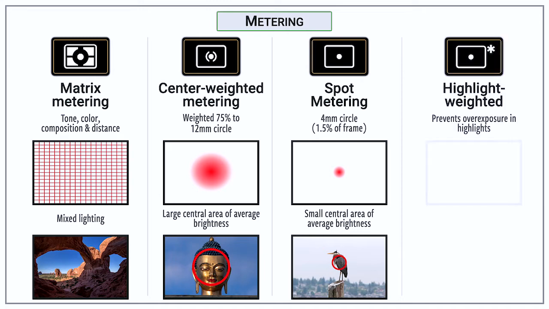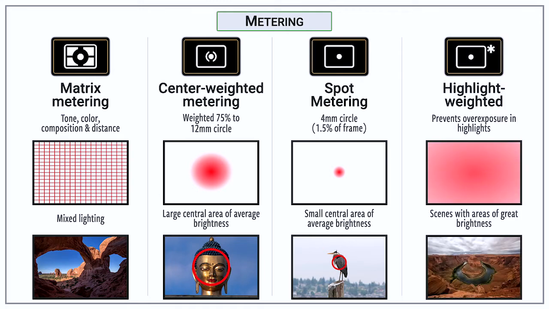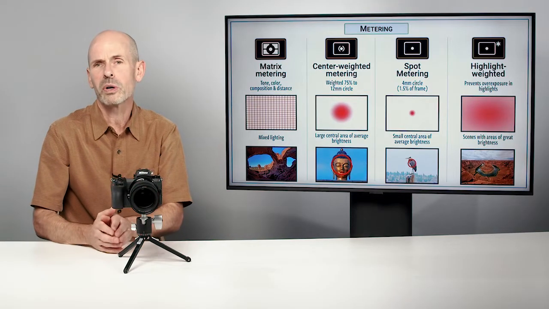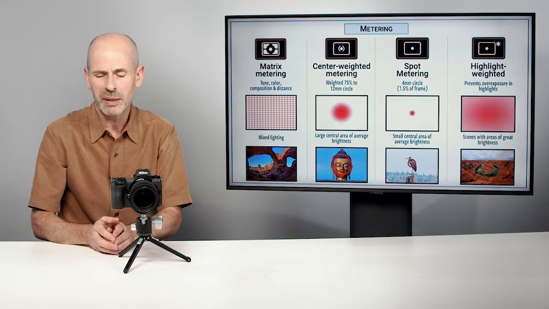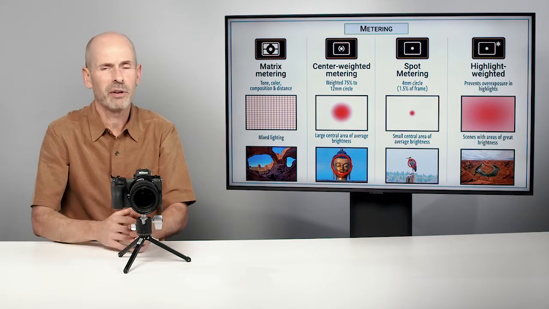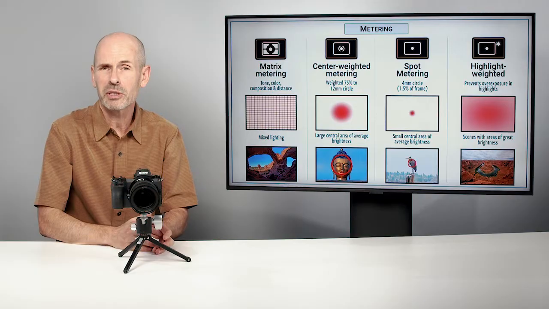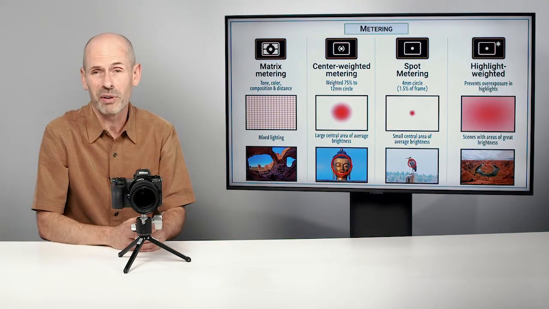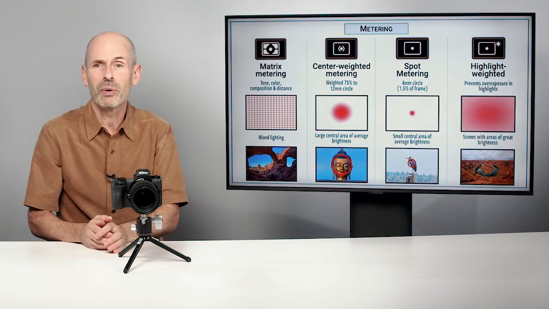And finally, it's kind of a newish one. It's been on Nikon cameras for a number of years, but I still consider it newish. It's highlight weighted. And what it does is it looks for the brightest areas and it tries not to overexpose them. And this could work out very well for many people. I think a lot of people, like myself, are kind of stuck using matrix metering because it basically works for everything. And they haven't needed to go with a highlight weighted.